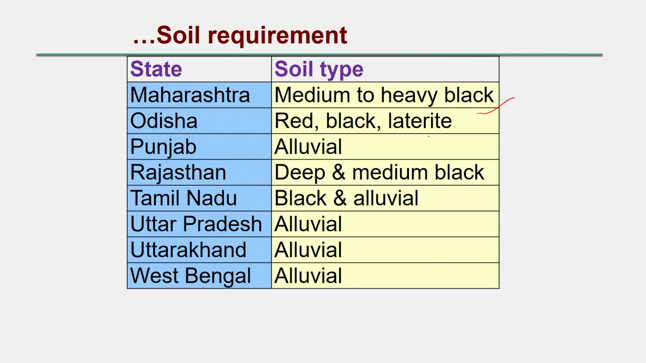Odisha, red, black and laterite soils. Punjab, alluvial soils. Rajasthan, deep and medium black soils. Tamil Nadu, black and alluvial soils. And in Uttar Pradesh, Uttarakhand and West Bengal, it is grown in alluvial soils.